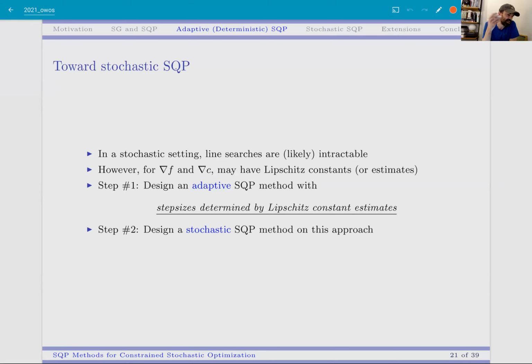And instead, what would typically be done is that you would look at step sizes that are related to Lipschitz constants or Lipschitz constant estimates. Okay, so we're going to look at that here. We're going to try to derive such a thing for our context, where we have now this merit function that may be non-smooth. And then we're going to extend that to the stochastic setting.